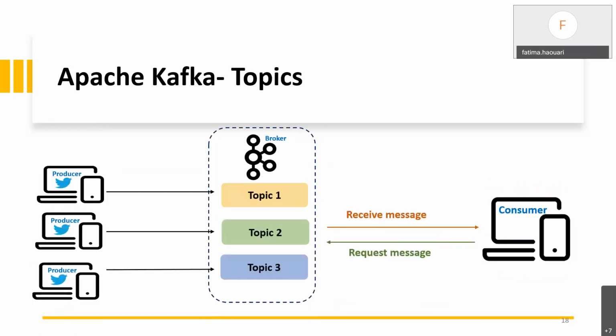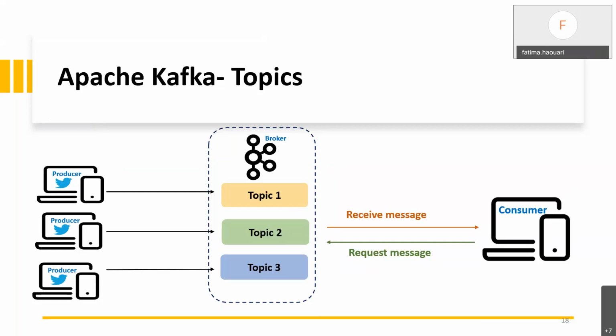Topics. A topic is a logical name that's given to a group of messages. You can think of it as a database table where you specify, for example, that a specific producer, listening to a specific stream, should send messages to this specific topic. And also you can configure the consumer to be subscribed to one or more topics.